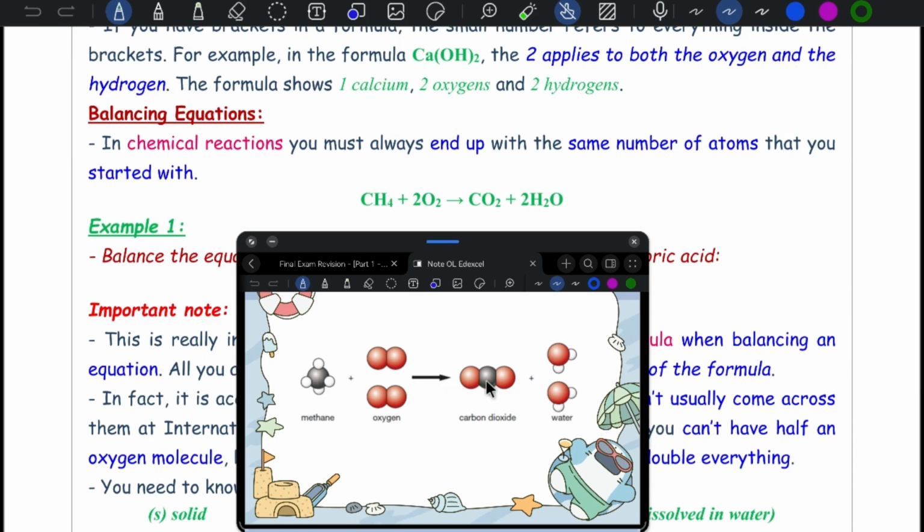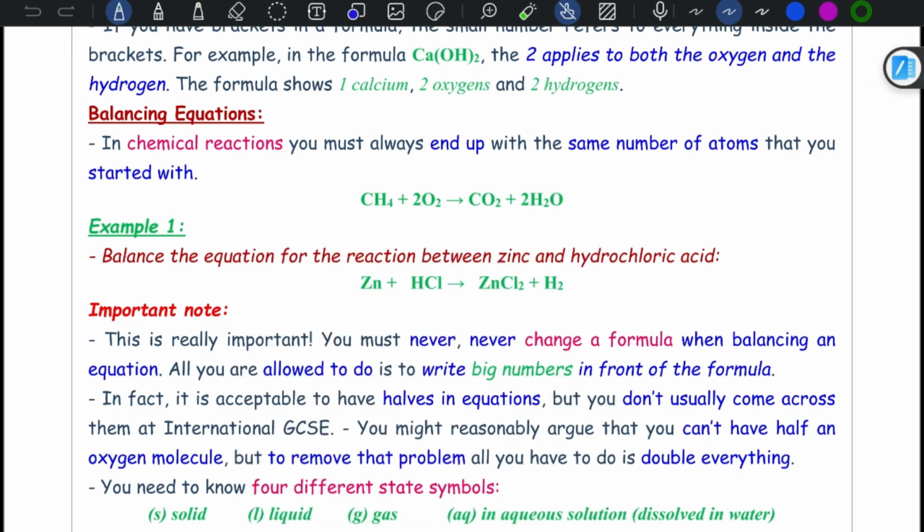1 carbon right here and 1 carbon right here, 4 hydrogens, and 2 hydrogens here and 2 hydrogens here, 4 hydrogens. 4 atoms of oxygen or 2 molecules of oxygen: 1, 2, 3, 4 atoms of oxygen. So take care that when you balance an equation, the number of atoms before and after the reaction must be the same.